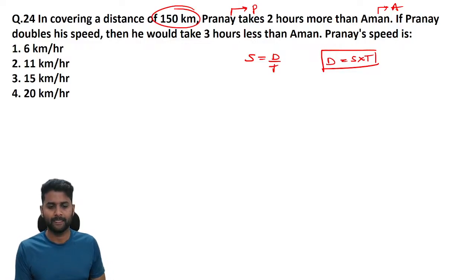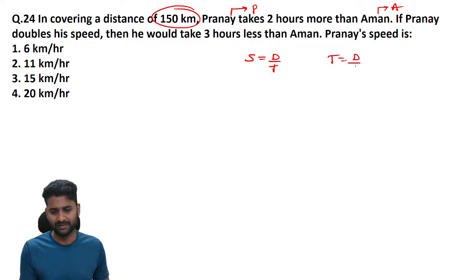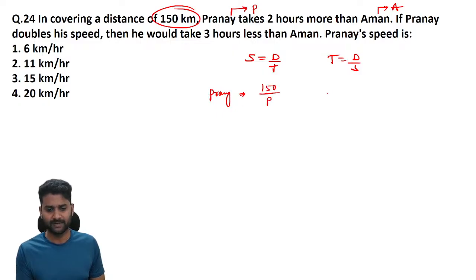So initially, what is the speed here? In covering the distance, directly you can take this value. So time is equal to distance by speed. Why? Because the difference of those two is 2 hours. That is better actually. So how much time does Pranay take here? 150 divided by Pranay's speed. In the same way, how much time does Aman take? 150 divided by A. As you know that Pranay takes 2 hours more. So 150 divided by P minus 150 divided by A is equal to 2 hours.